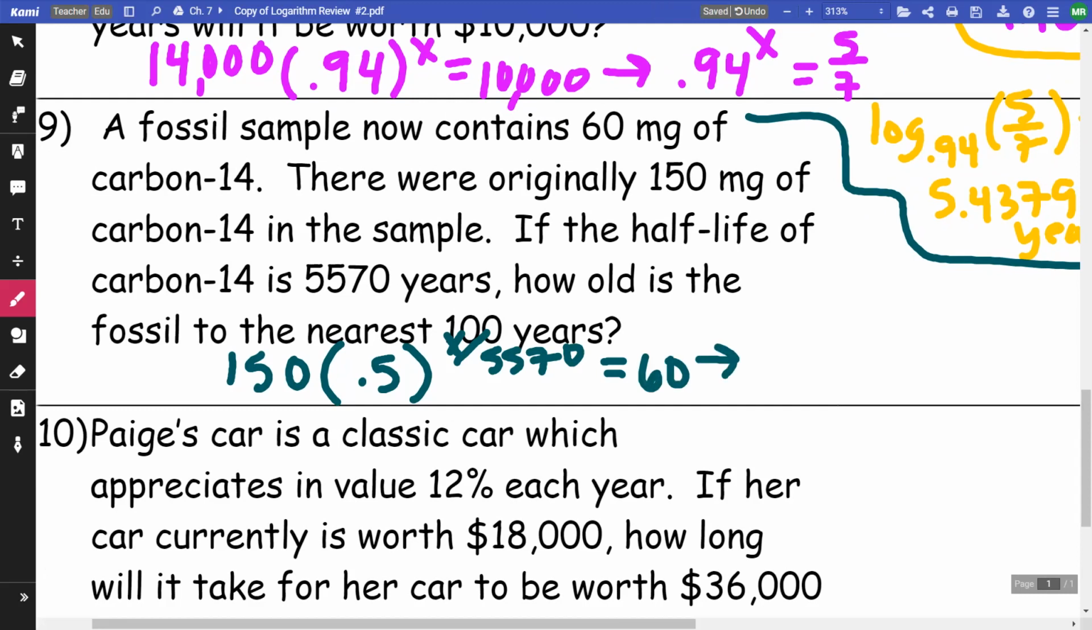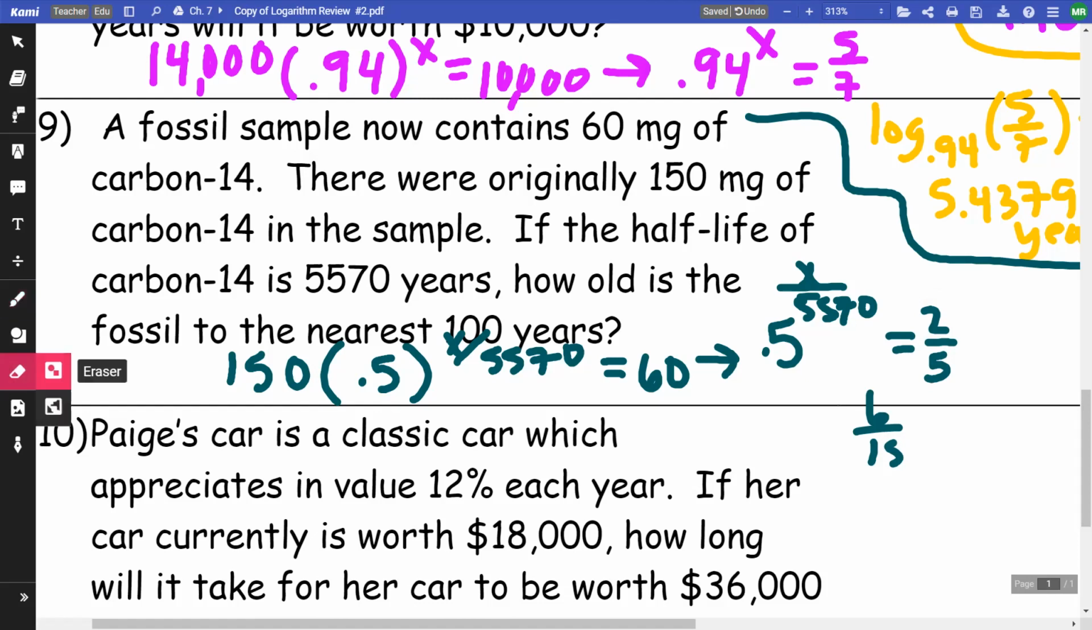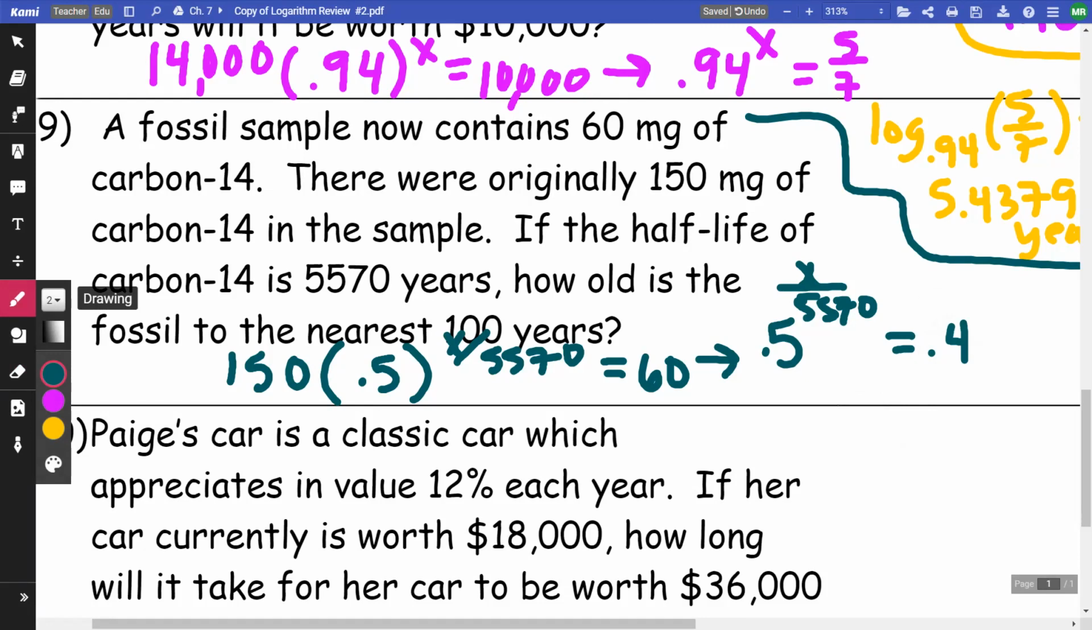So I'm going to divide both sides by 150. So I get 0.5 raised to the x over 5570 equals 60 over 150, 6 over 15. So 6 over 15, divide top and bottom by 3. It's going to be 2 over 5, or 0.4. So I can just put this as 0.4 in my calculator.